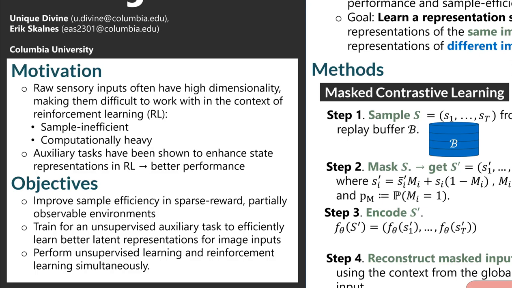How this is done will be with an unsupervised auxiliary task called masked contrastive learning, and this will allow us to learn predictive low-dimensional representations to speed up training.